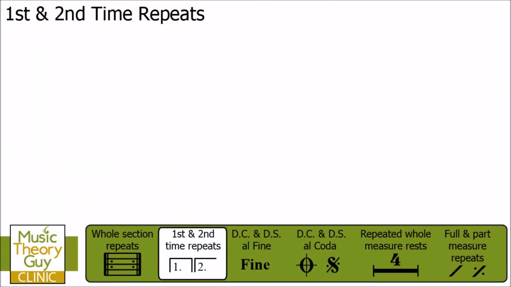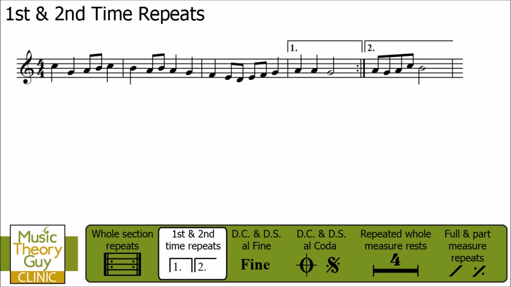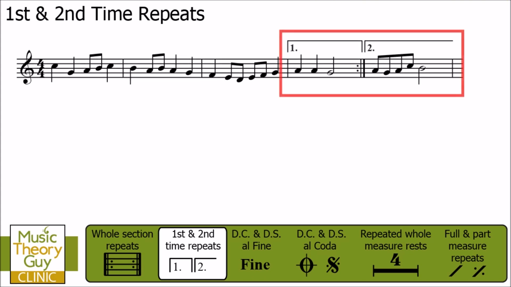Okay, let's start off by having a look at a simple piece of music that's already got first and second time repeats included in it. So here's a piece of music, and here we go. Here are the first and second time repeats at the very end. Now there's a few things to notice here. First of all, nestled away in the middle is an end repeat sign.